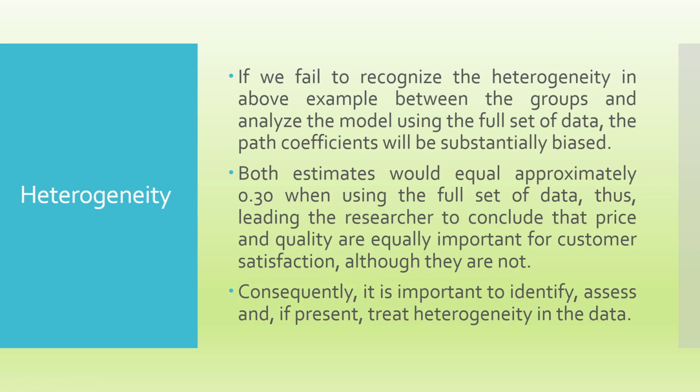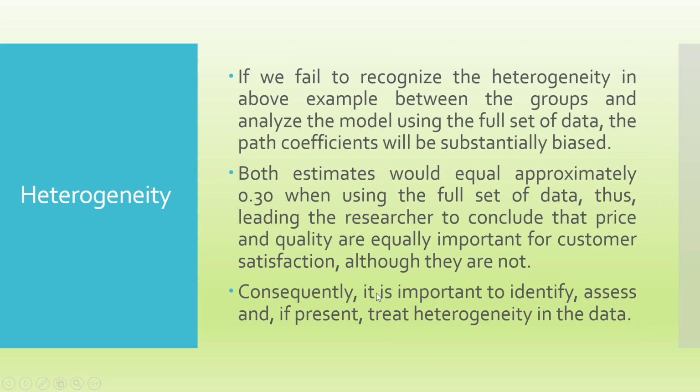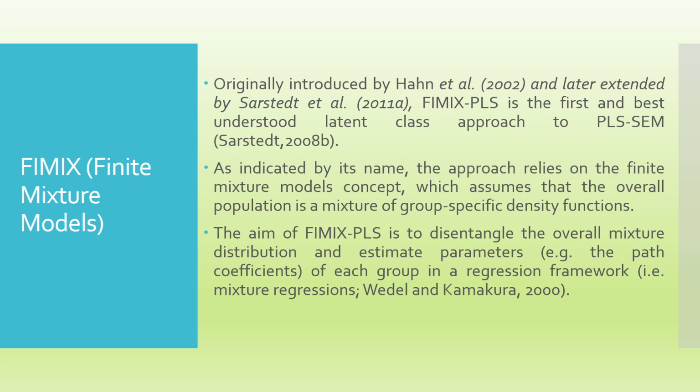Now, if we fail to recognize the heterogeneity between the groups, as in the example we have discussed, and analyze the model using the full set of data, the path coefficient will be substantially biased. You can see here there is a bias which has been introduced. Both estimates would equally approximate 0.30 when using the full set of data. Thus, the researcher would conclude that price and quality are equally important for customer satisfaction, although they are not. Consequently, it is important to identify, assess, and, if present, treat the heterogeneity in the data.